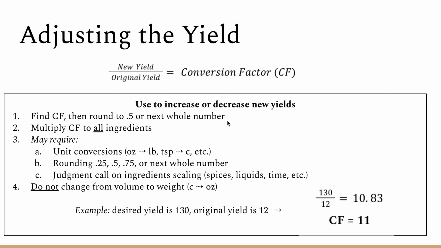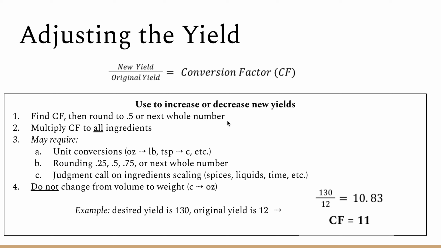When you have your conversion factor, you multiply that to all of the ingredients in your recipe. This may require unit conversions, rounding, and making some judgment calls on how the ingredients scaled. This is where some cook knowledge comes in, and you just analyze the recipe to make sure that all the conversions actually make sense in the end. What you do not want to do, though, is change from volume to weight. So whatever unit of measure is being used, if it is volume or weight in the original recipe, please keep it the same.